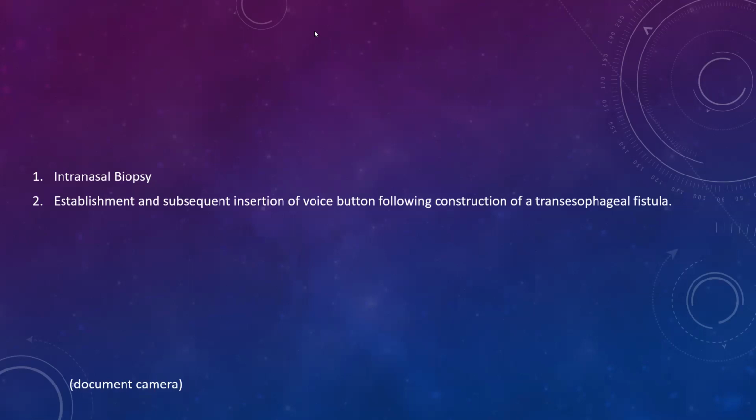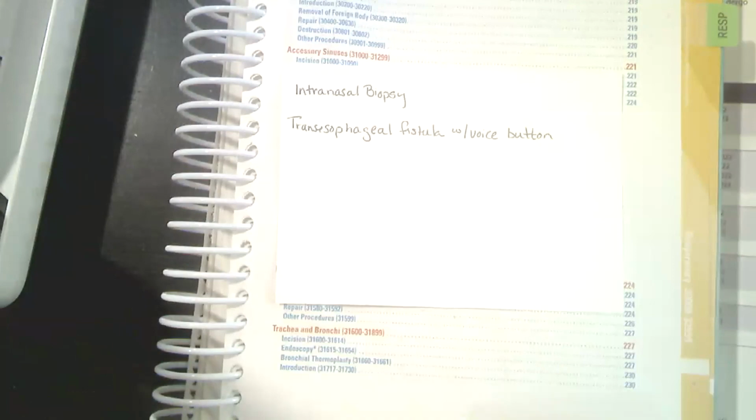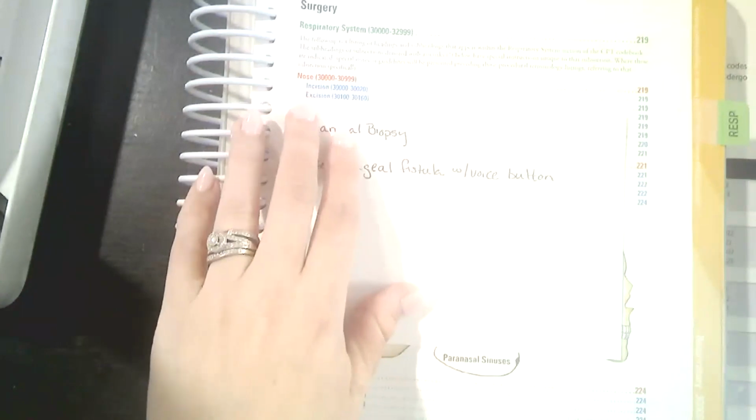I'll switch over to the camera again. Okay. So these are the two things we're looking at: intranasal biopsy, transesophageal fistula with a voice button. So for intranasal biopsy, I feel like we could find this very quickly. We know we're looking at nose, and we are doing an excision of some kind. We are removing something. So we would look here at the excision section.